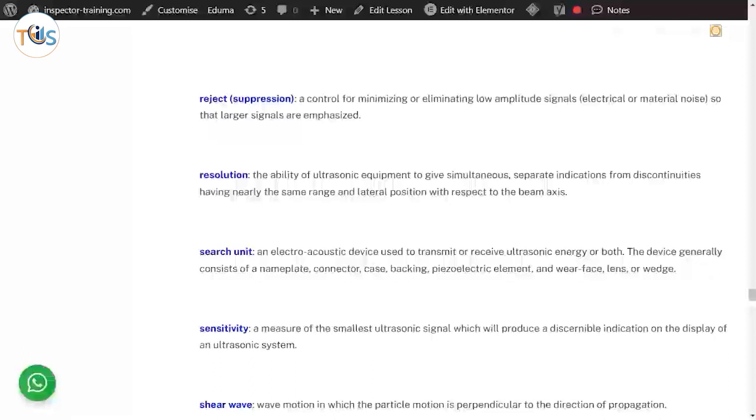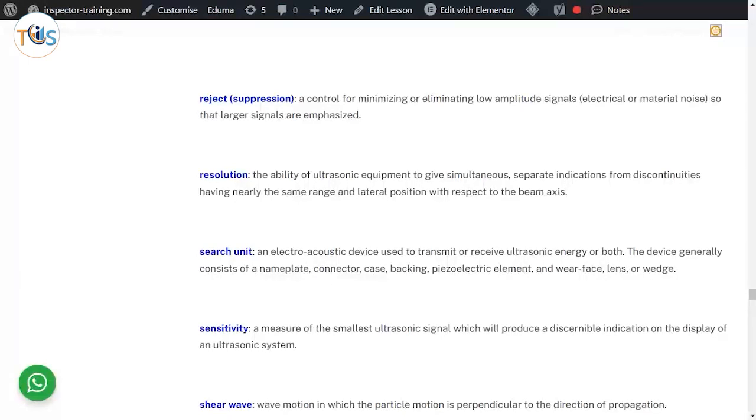Reject, suppression, control or minimizing or eliminating low amplitude signals, so that large signals are emphasized. That's like reject it or suppress it or damp it. Resolution, the ability of ultrasonic equipment to give simultaneous separate indications from discontinuities having nearly the same range and lateral position with respect to the beam axis. So how you can resolve two defects or two indications from each other.